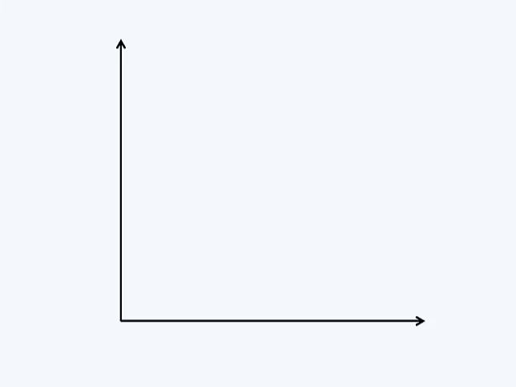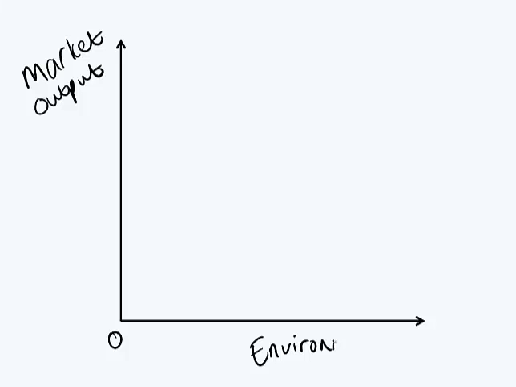So let's write on the vertical axis market output. It should seem familiar. You had similar PPC curves before. And on the horizontal axis, we write environmental quality. Okay, so let's say the environmental quality is the same for both developing and developed countries.